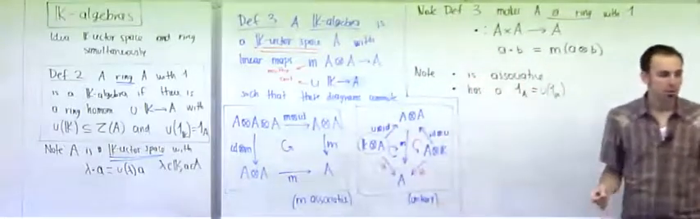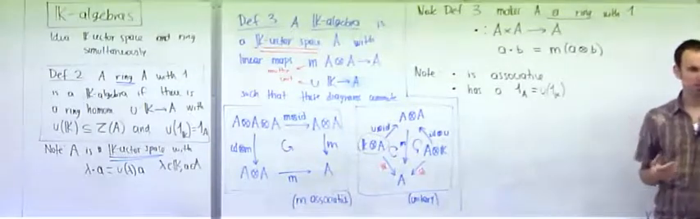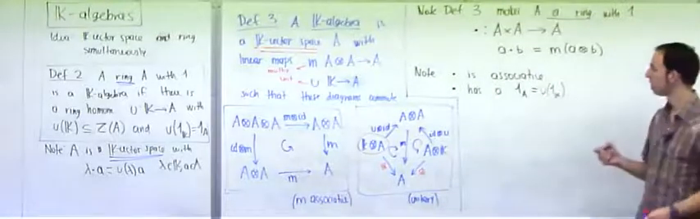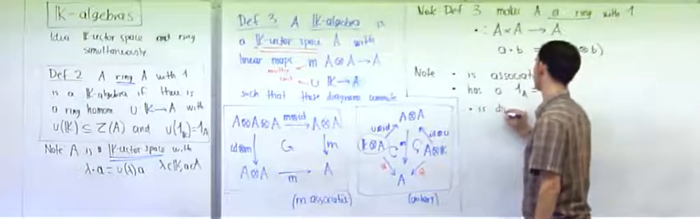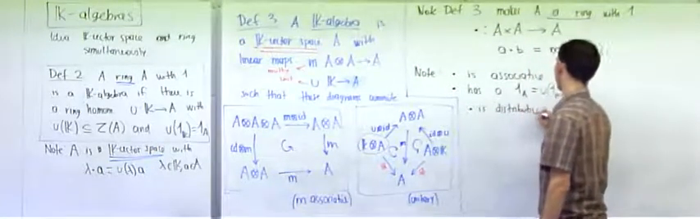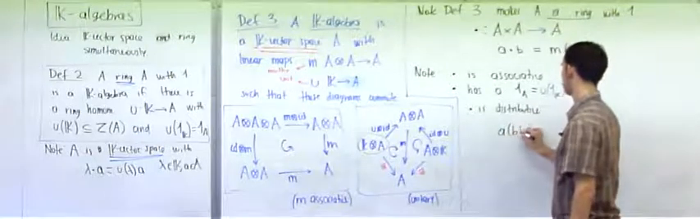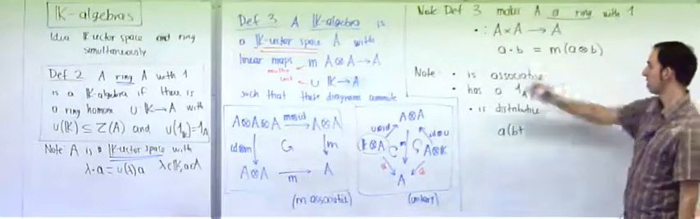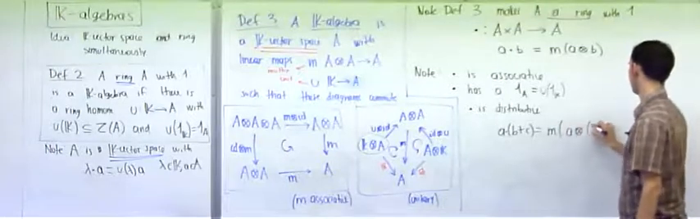Does that make me a ring? Addition behaves nicely. Multiplication behaves nicely. I need distributivity. Otherwise, I'm not a ring. Multiplication and addition need to behave well. So I should check that this is distributive, hopefully. So let's try to check it. What is A times B plus C? Well, by definition, this is M of A tensor B plus C.